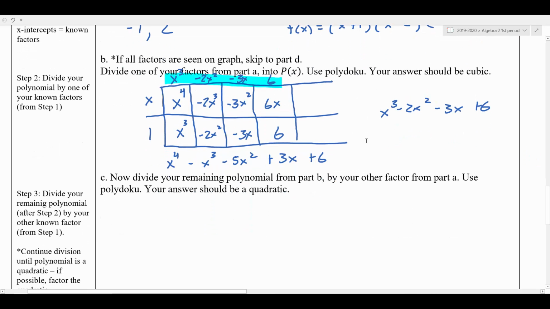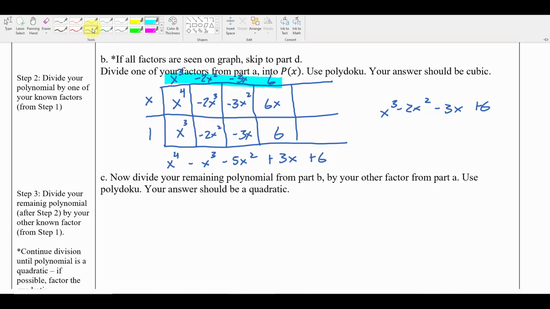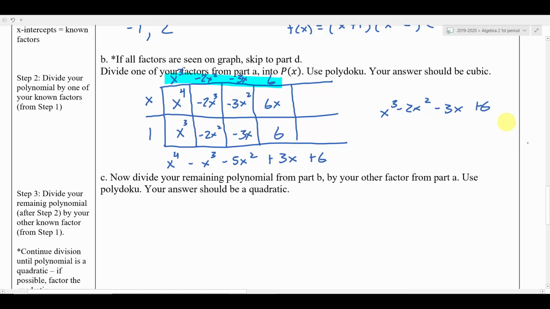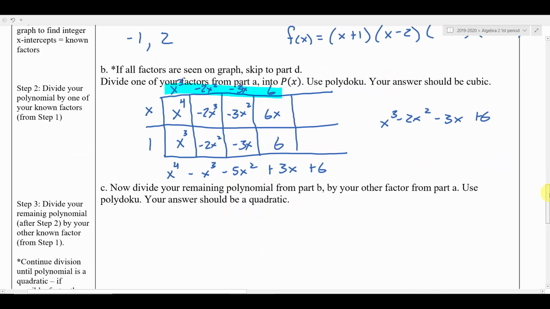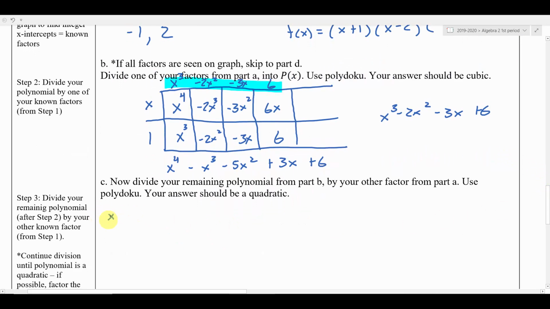Okay, so to keep going, right? So we divided by x plus 1. We have one more factor that we know about, and that is the x minus 2 up here. So I'm going to take this x to the 3rd minus 2x squared minus 3x plus 6, and I'm going to divide it by x minus 2.